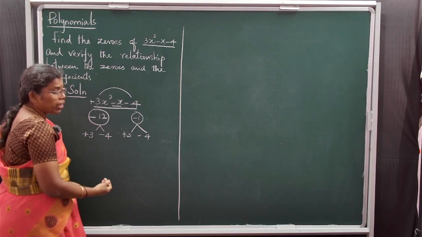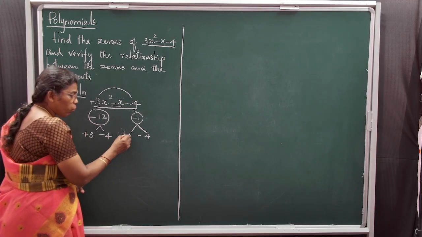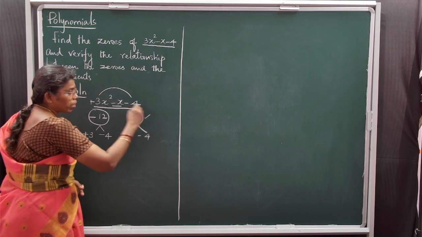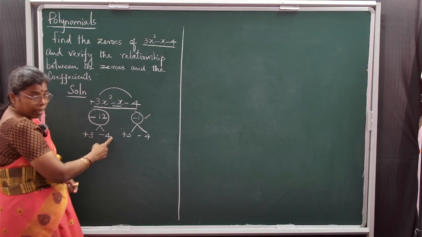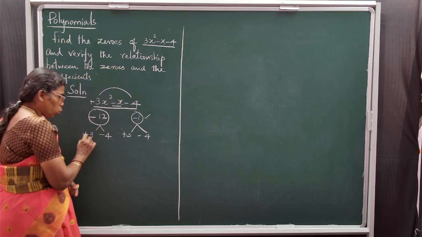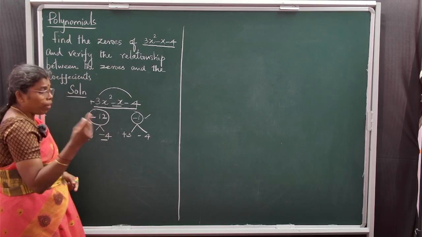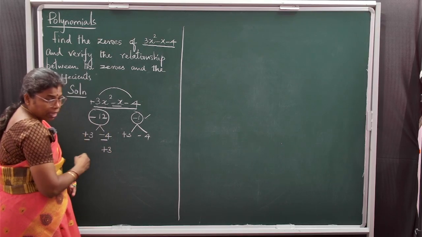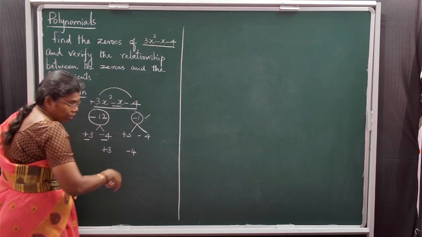Now before proceeding, once we can check the sum. Different sign, subtract, and take the biggest number's sign. So this is correct. Here I should multiply and check. Plus into minus is minus, 3 4s are 12. So these two are the exact factors what I need. So one of the factors is plus 3, the other factor is minus 4.